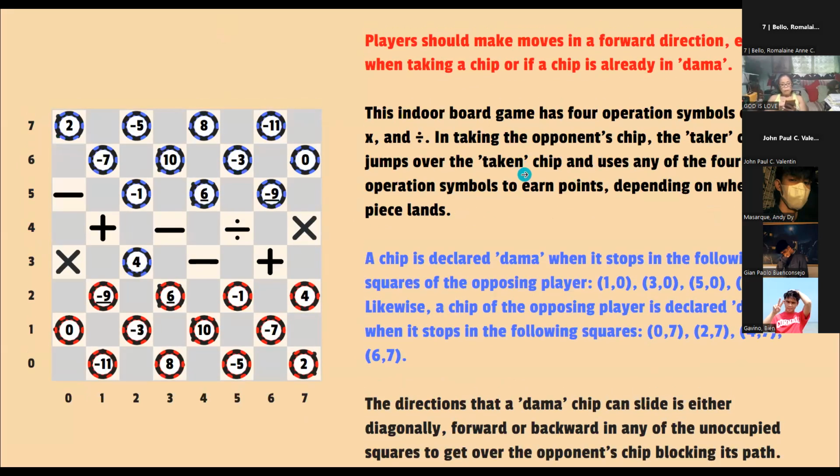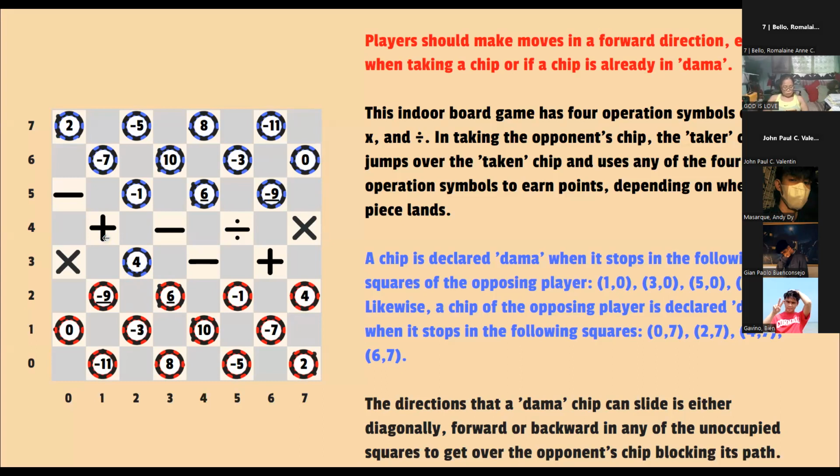This indoor board game has 4 operation symbols of addition, subtraction, multiplication, and division. In taking the opponent's chip, the taker's chip jumps over the taken chip and uses any of the 4 operation symbols to earn points depending on where the piece lands. So bale, kunyari itong 6 na to, kakainin niya tong 4. Diba? So bale dito siya mapupunta. And yung magiging points niya ay 6 plus 4, kaya magiging 10. Ganun lang yung pagkain.